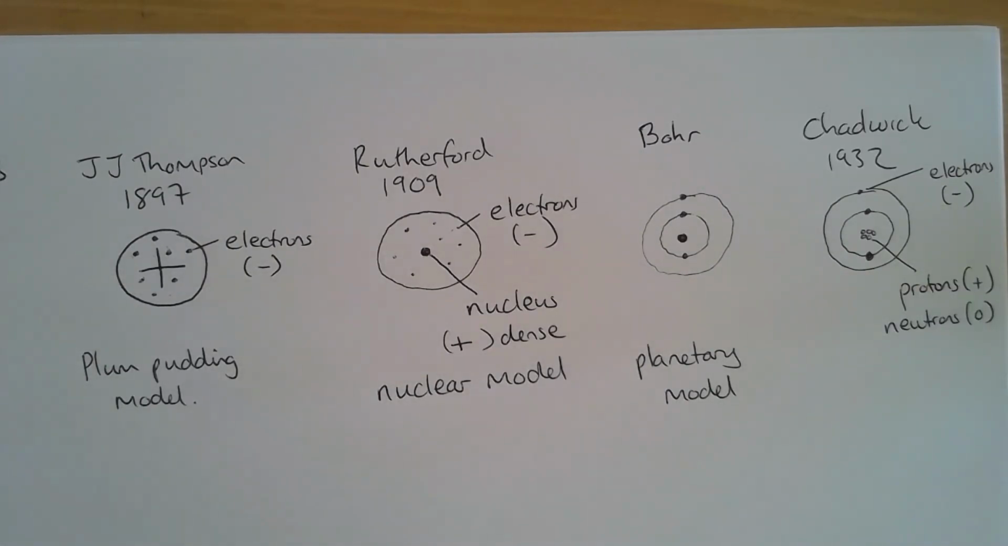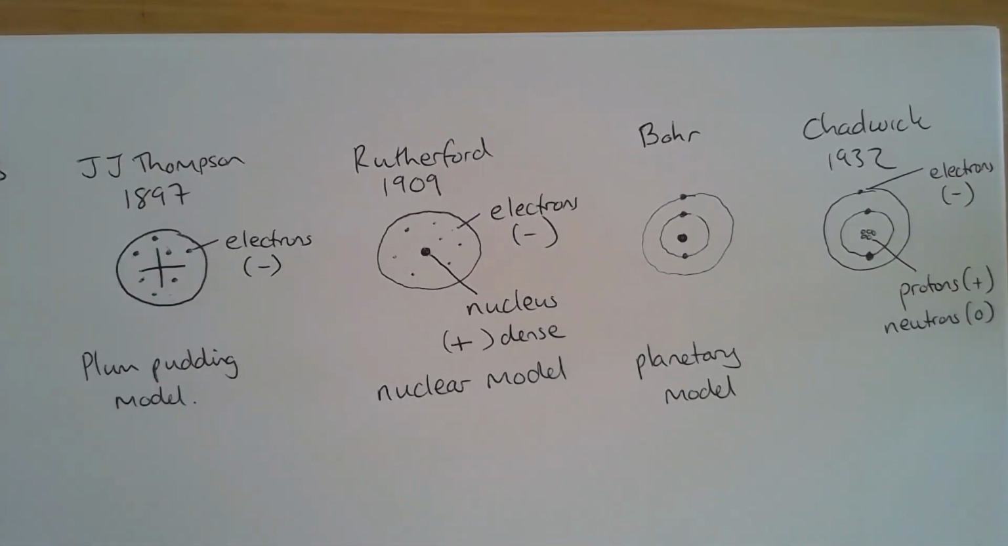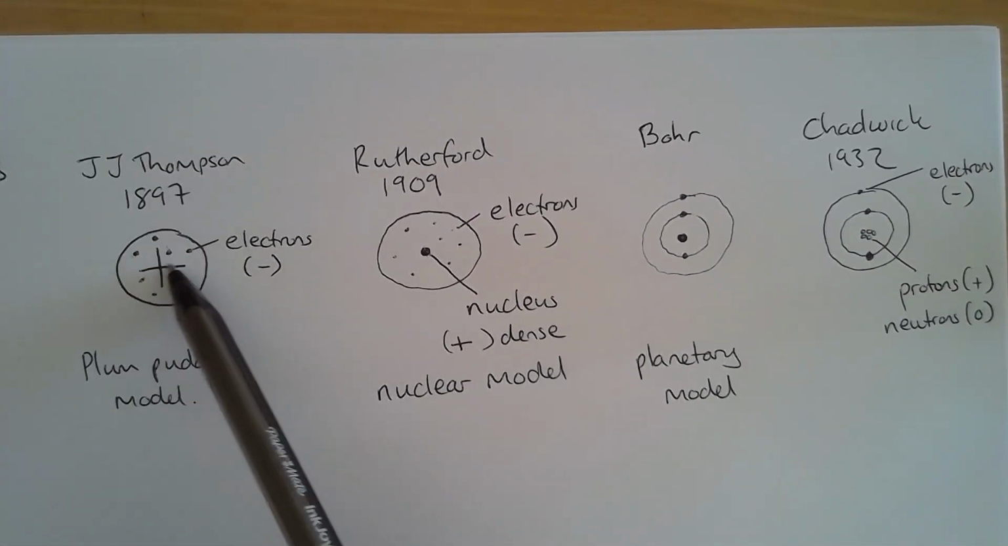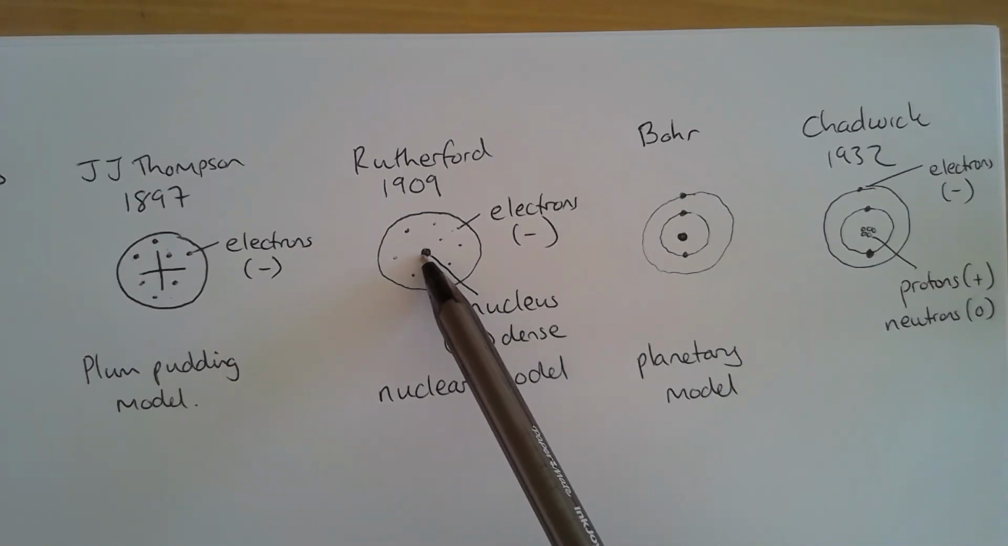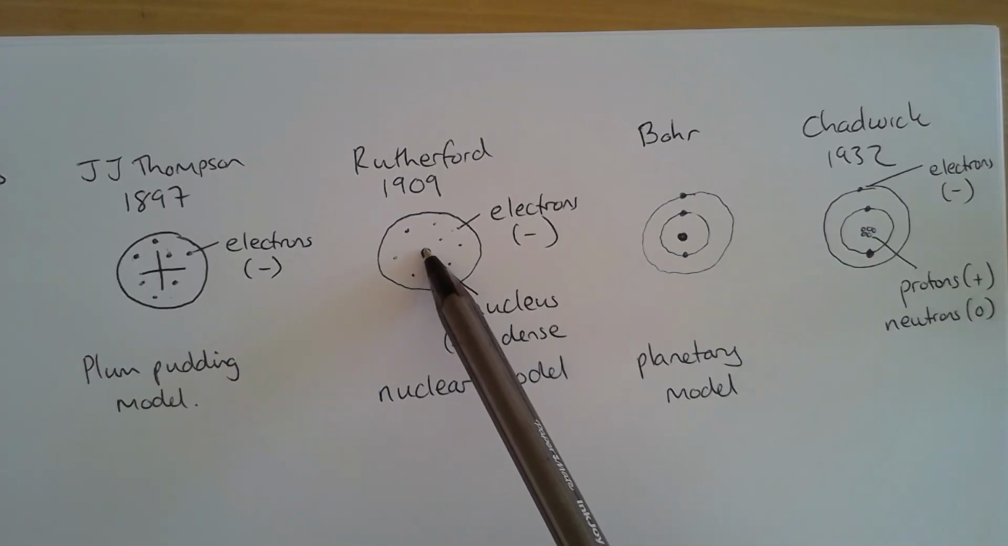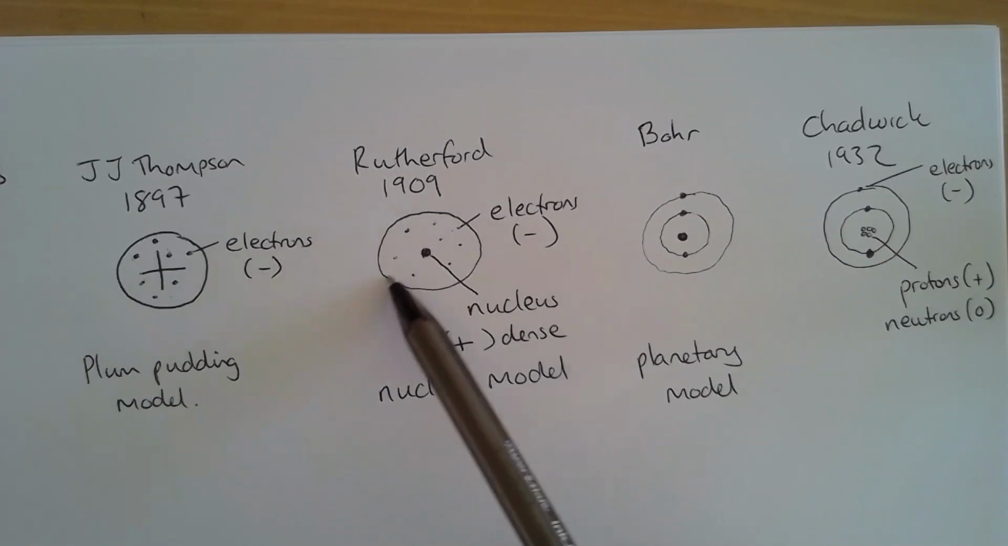So, just as a quick review, J.J. Thomson, plum pudding model, positively charged sphere with electrons dotted around it. Rutherford showed that actually the nucleus was very small and dense, and almost all of the mass of the atom is located in the nucleus, and the electrons are just dotted around it.